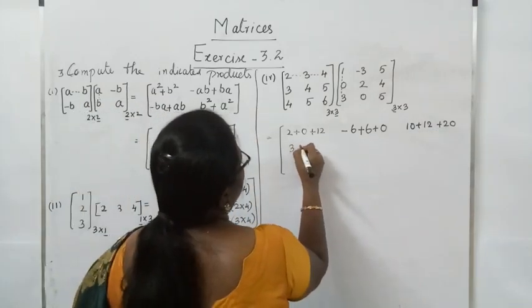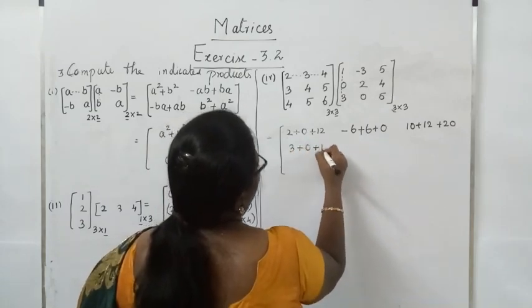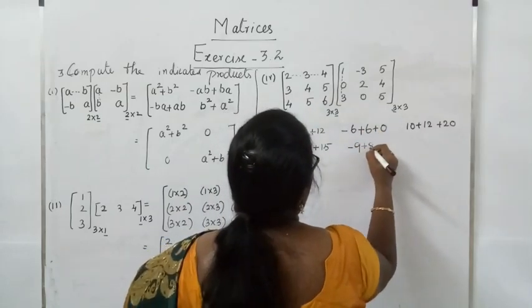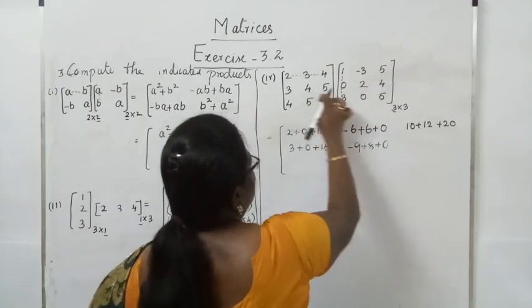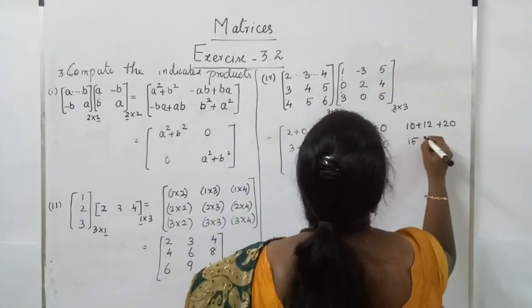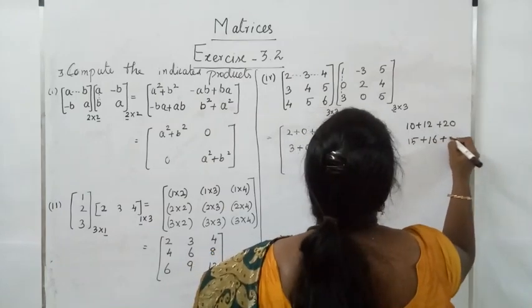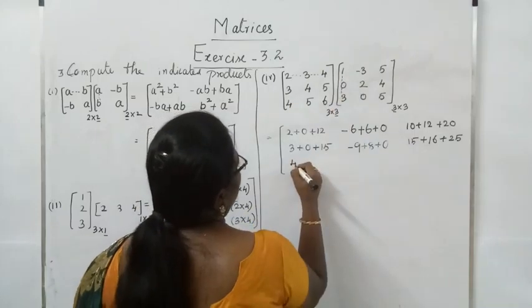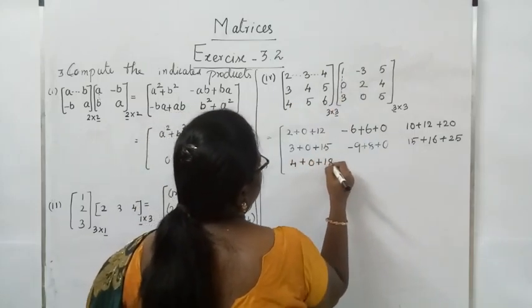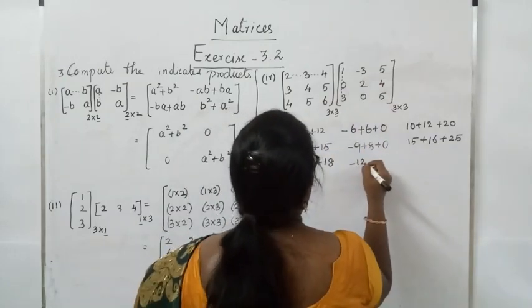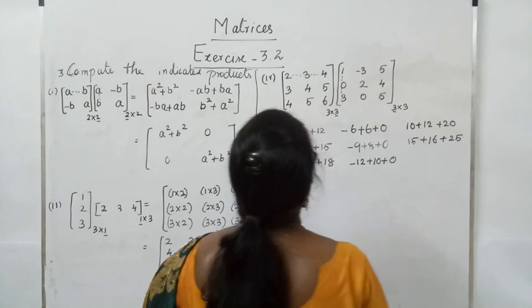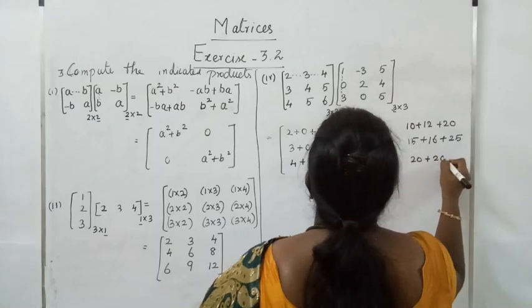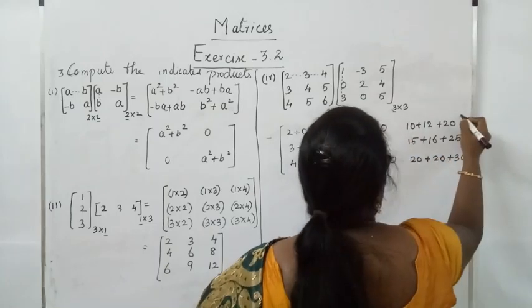So 3 plus 4 into 0, 0, 5 3s are 15. Now 3 3s are minus 9, 4 2s are 8, 5 into 0, 0. Second row with third column: 15 plus 16 plus 5 5s are 25. Now third row with first column: 4 plus 0 plus 18. Now 4 3s are minus 12, 5 2s are 10, 6 into 0, 0. Third row with third column: 20 plus 20 plus 30. 6 5s are 30.